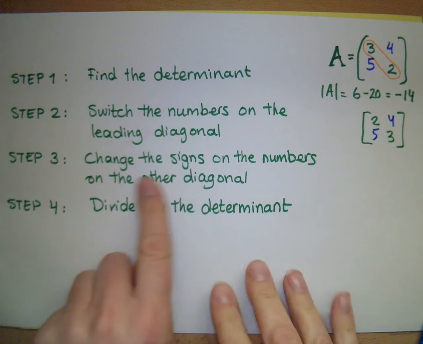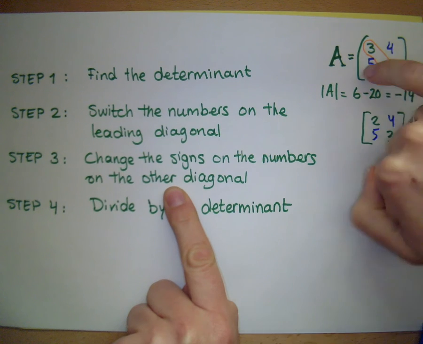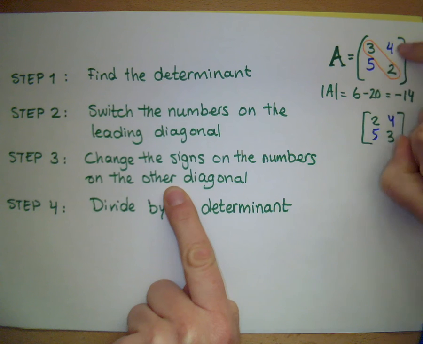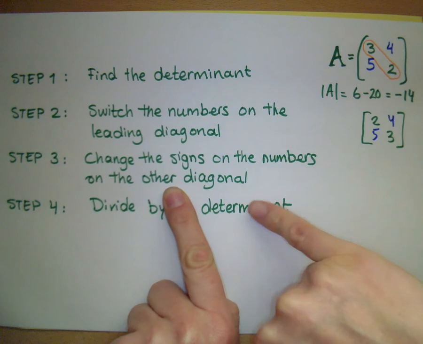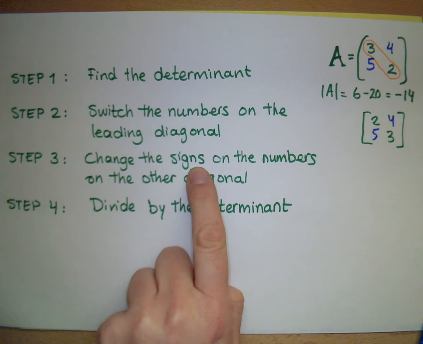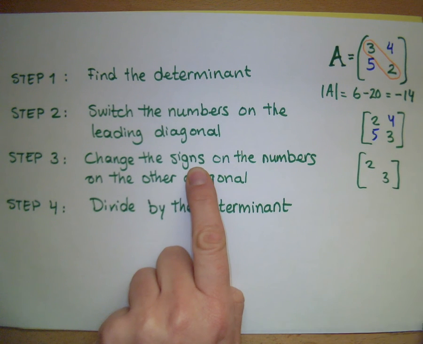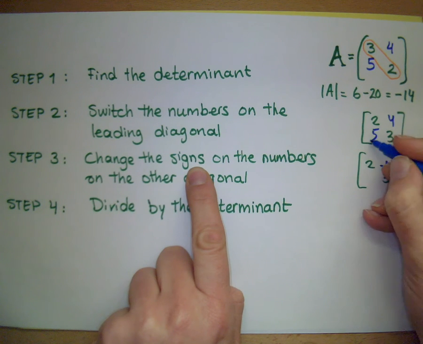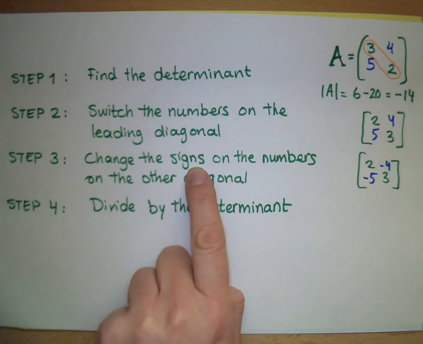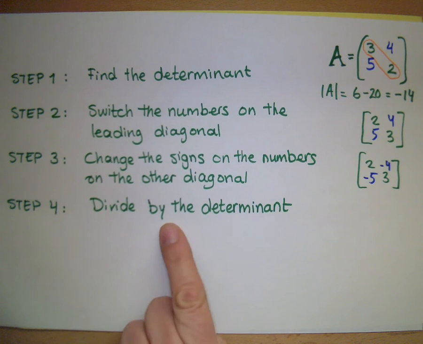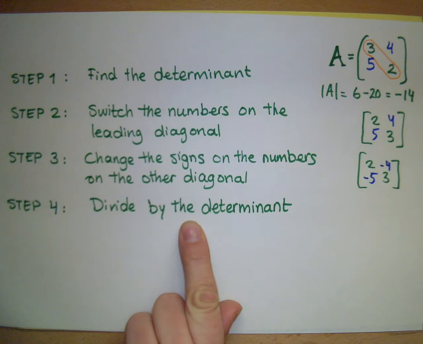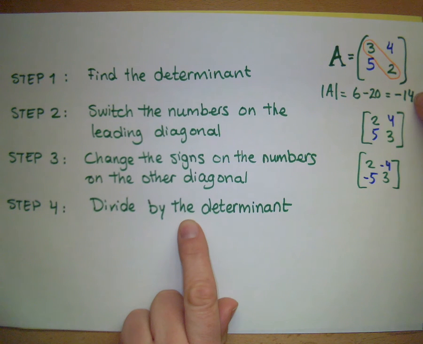It's magic. Step 3, change the signs on the numbers on the other diagonal. This was our leading diagonal. This is our other diagonal. So the 4 and the 5, we change their signs. These are both positive numbers, so a positive becomes a negative, and this positive also becomes a negative. Almost done. Step 4, we divide this whole matrix by the determinant. The determinant was negative 14.